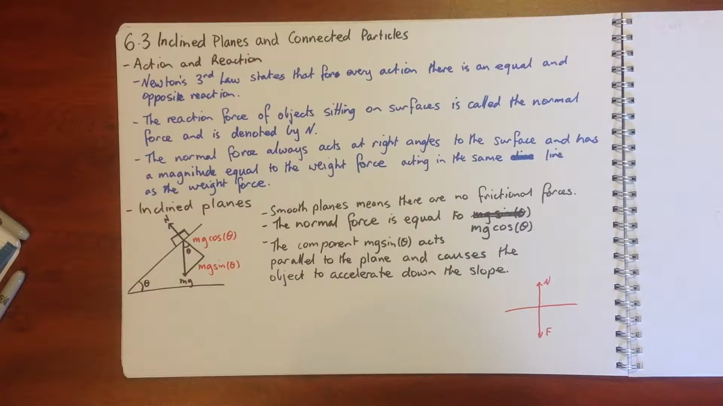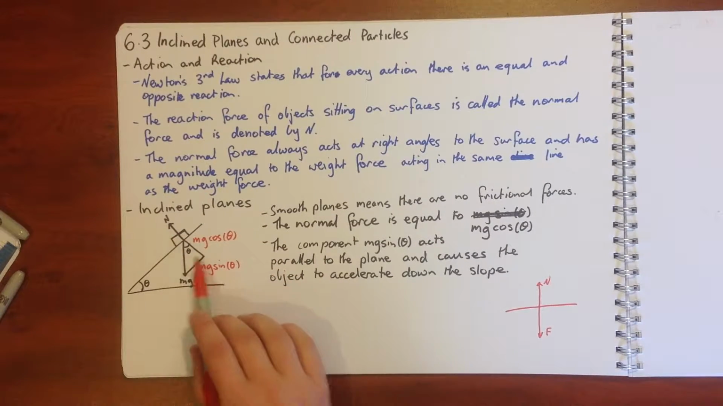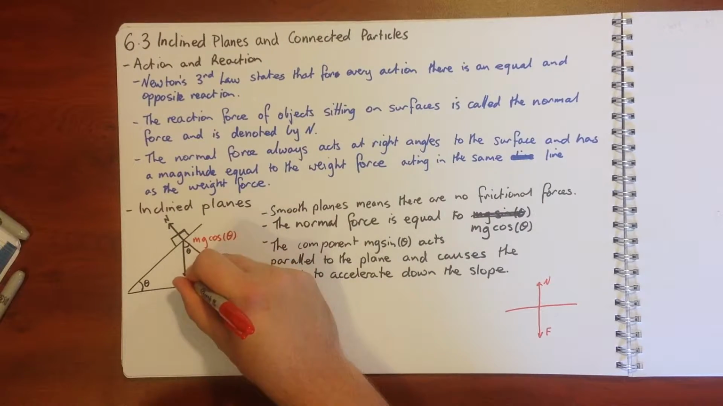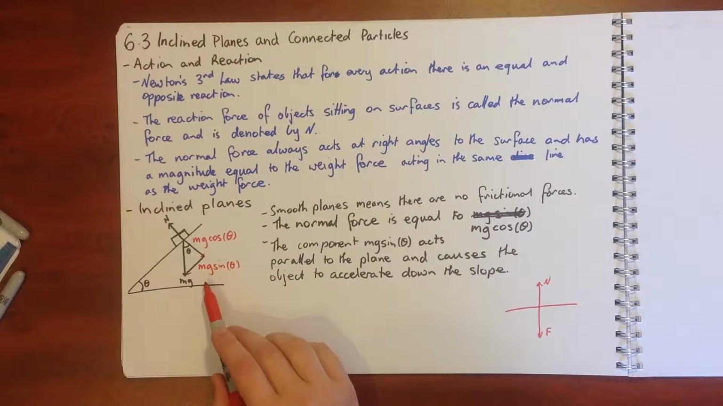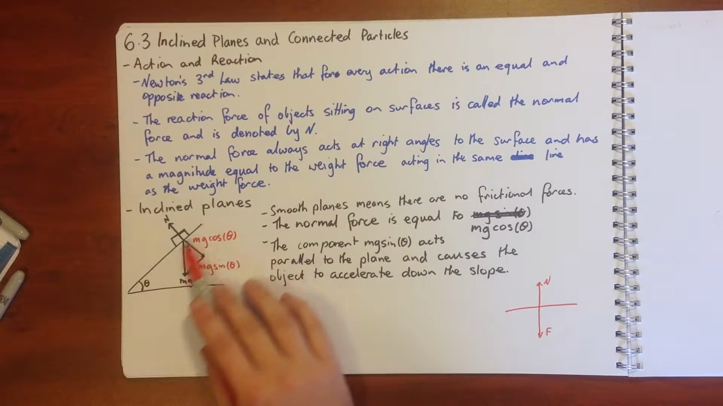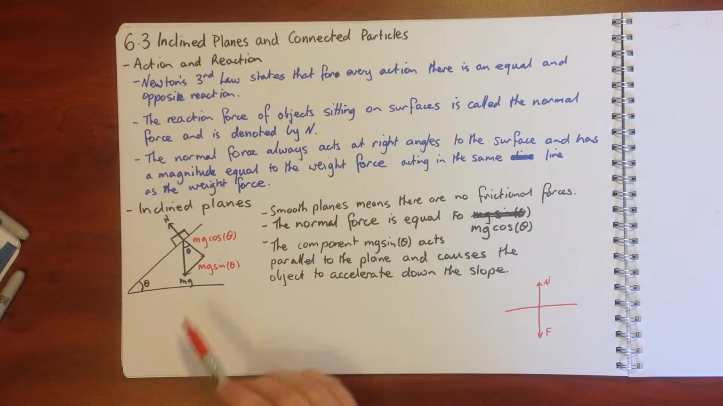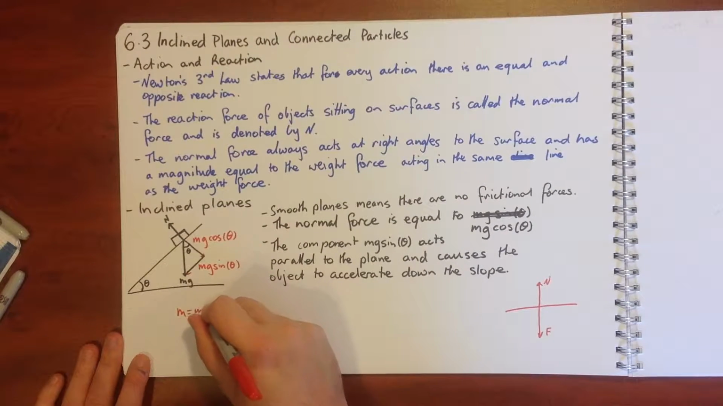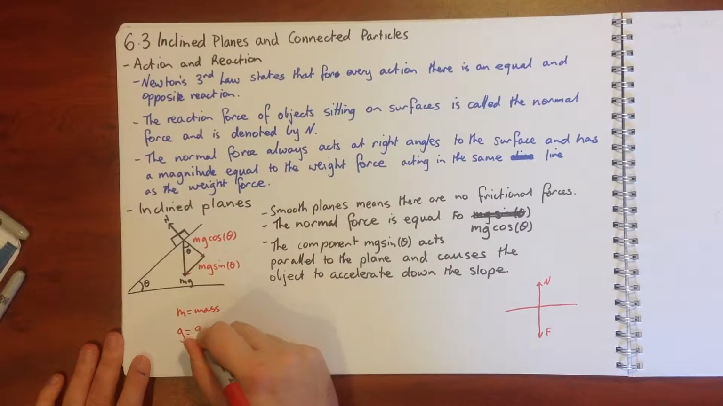A smooth plane means that there are no frictional forces. The normal force is equal to mg cos theta. So it's the part of our weight force that acts in the same line as our normal force. Then mg sin theta acts parallel to our plane and causes the object to accelerate, or want to accelerate, down the slope. Remember, m is our mass, and g is our gravitational field strength, or our acceleration due to gravity, which equals 9.8 meters per second squared.